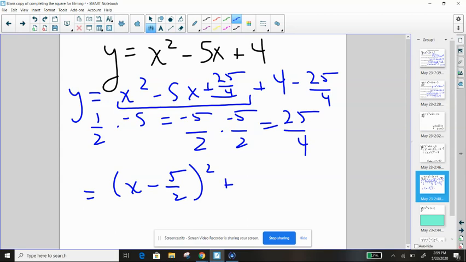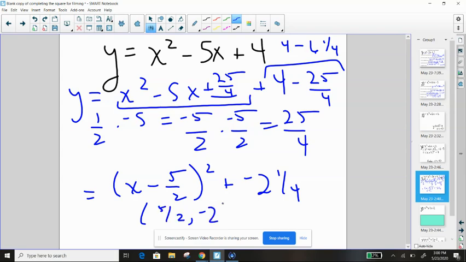And then I'm going to combine these two numbers. You can get a common denominator of 4 if you like to do it that way, or you can do 4 minus 6 1/4, which is negative 2 1/4, whichever way you like to do that. You could do improper fractions, or you can do mixed numbers. And then my last step is my vertex is 5 halves, negative 2 1/4. You could call that negative 2 1/2 and negative 9/4, whatever makes the most sense to you.